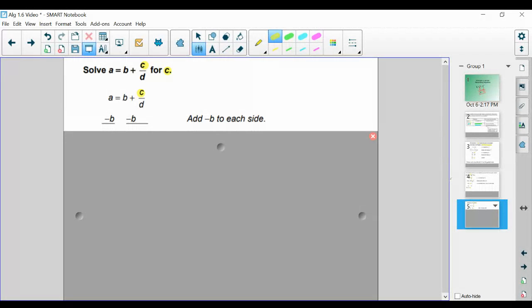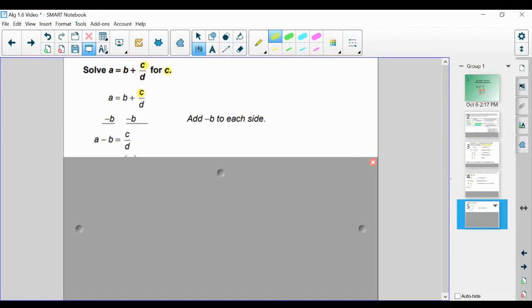Again, you sometimes will hear it referred to as adding negative b. I like to say subtract b because we're using the inverse operation. So we get that a minus b is equal to c over d. Now, a and b are not like terms, so we cannot subtract them, so we just write it out as saying a minus b. Whatever those values are, when we eventually find them, we can plug them in or substitute them in and finalize our answer.